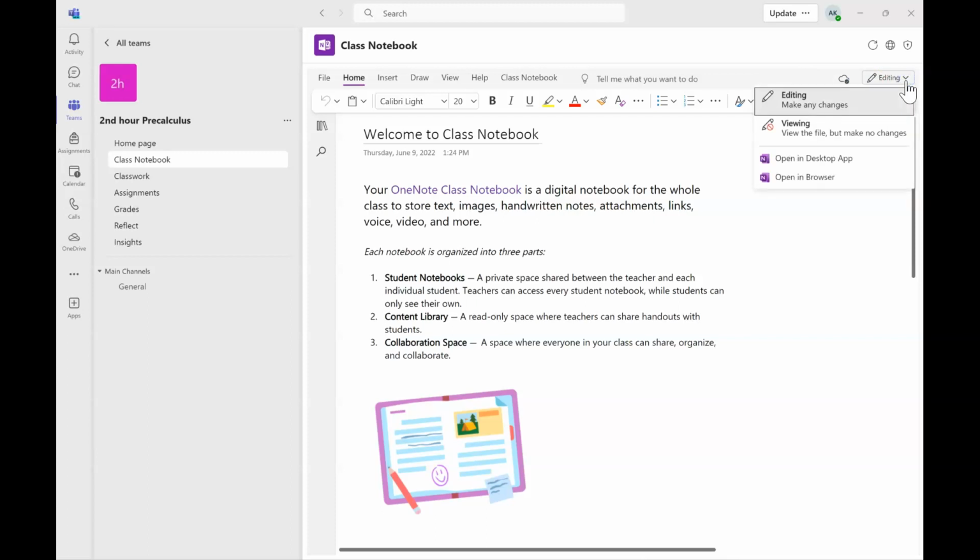Up at the top where it says Editing, click the drop down there and then select Open in Desktop App. And that should open up the OneNote for you, and that'll be this semester's OneNote. Mary, what's up? What do you mean? Did you pick the work or school one?